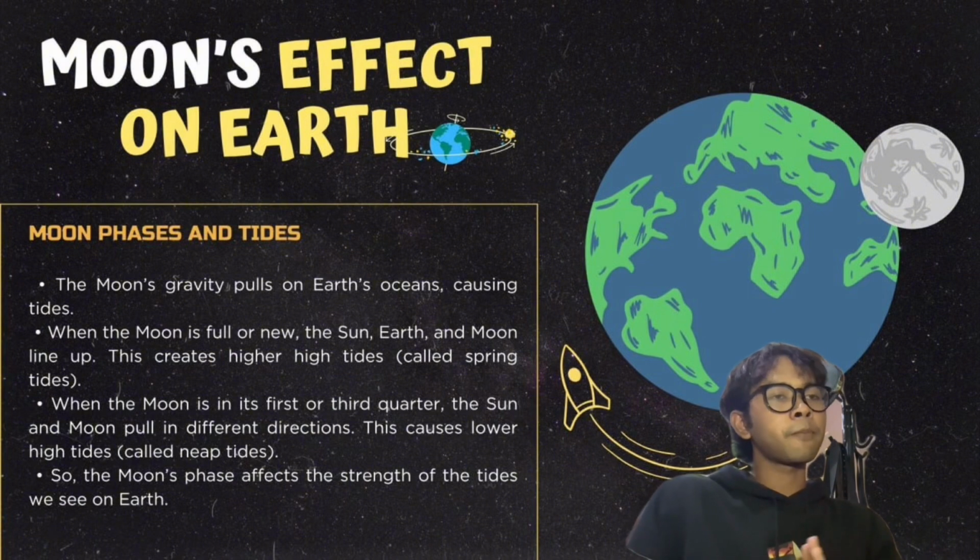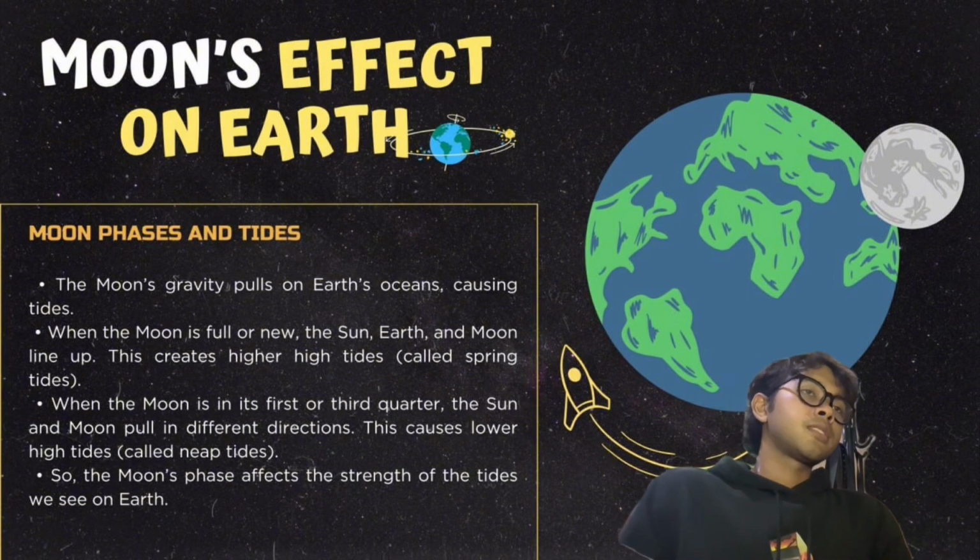Despite the name, they have nothing to do with the season spring. It just means the tides rise higher than usual. On the other hand, when the moon is in its first quarter and third quarter, the moon and sun are pulling from different directions. This weakens the tidal effect, and we get lower high tides. This is also called neap tides.